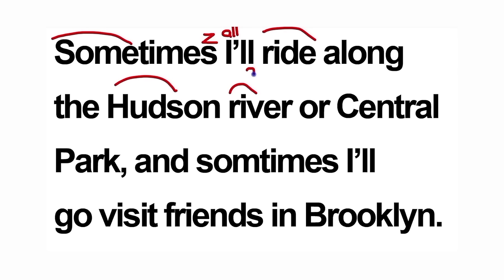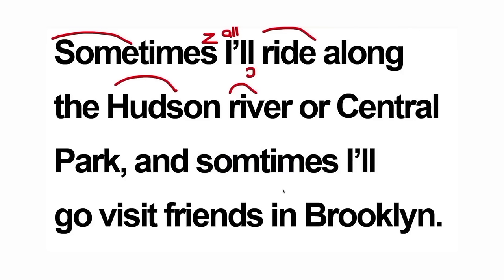Sometimes I'll ride. So I reduced the contraction, which is already a reduction of I will, to all. Sometimes I'll ride along the Hudson River. The Hudson River. The word the is pronounced with the schwa. Sometimes it's pronounced with an E vowel, when the next word begins with a vowel or diphthong. Here it begins with a consonant, the H sound, Hudson. So it was a schwa. The Hudson River.